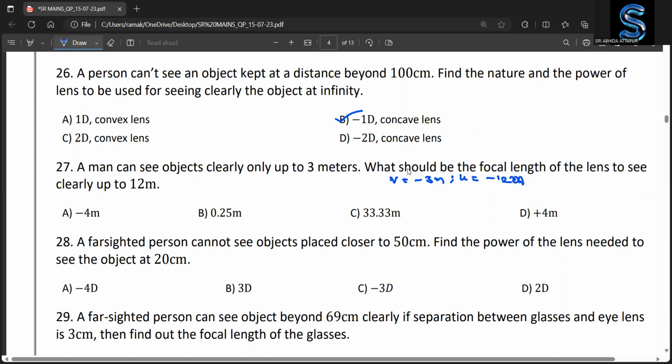Then by using the focal length equation, we can represent 1 by f is equals to 1 by v minus 1 by u. Then here we can represent as minus 1 by 3 plus 1 by 12. And simplifying here, we get that f is equals to minus 4. So option is 1. Also the next question.